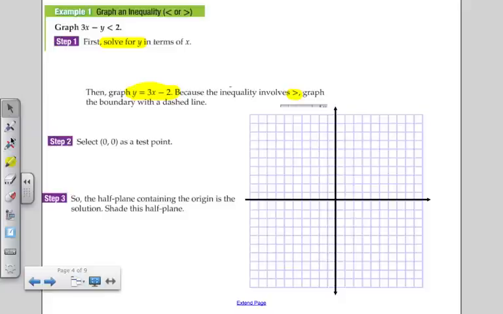So let's graph this. Y equals 3x minus 2. Sorry, I need a little pinpoint here. Let me get this one. So we start at negative 2, and we go up 3 and over 1, up 3 and over 1, right? Up 3. You guys remember how to do this? Of course. And then I make a dashed line.